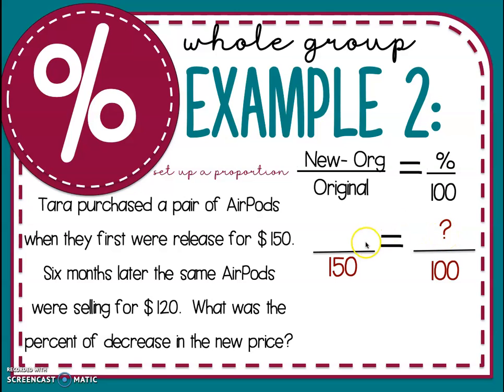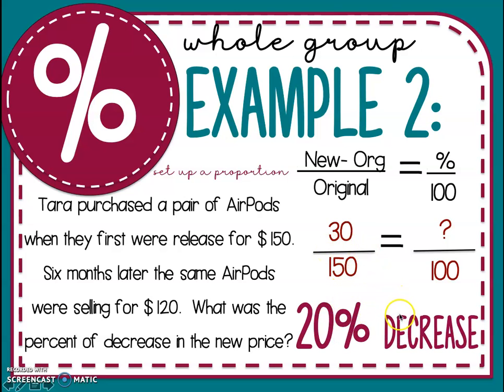And then we're going to find the difference. The difference between the new price and the original price. The new price is 120. The original price was 150. So the difference is a negative 30. But remember, we've got those absolute value bars, so it's just the difference is $30. So now we're going to cross multiply. We have 30 times 100, and we get 3,000. We're going to divide out our 150, and we get that it was a 20% decrease.